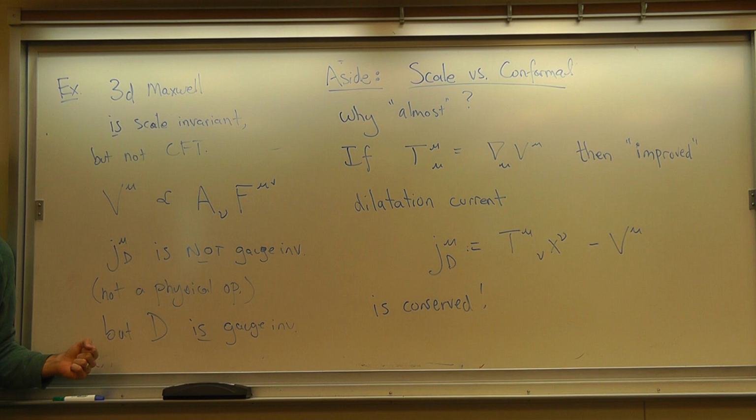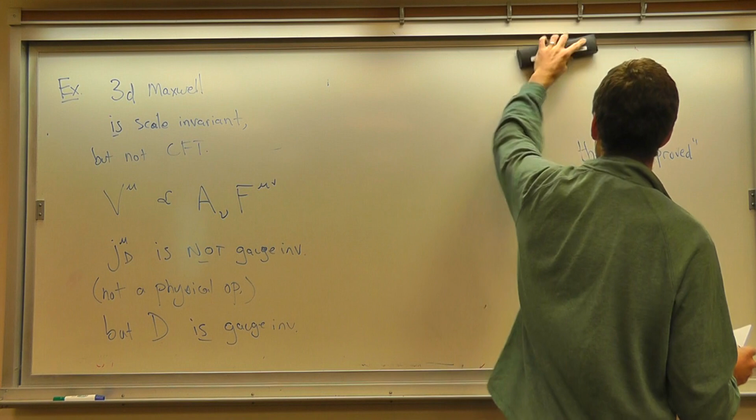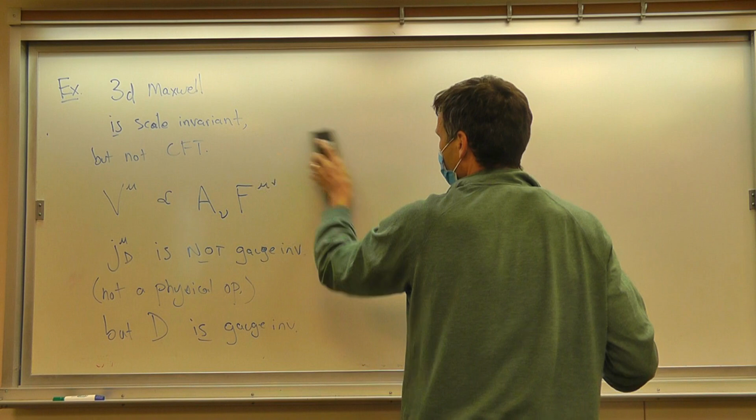And that's a really weird kind of symmetry. I think some people would say that doesn't count, so this isn't really a symmetry, so it's not really scale invariant. But it's just a matter of definitions. We can count it or not count it. Yeah.